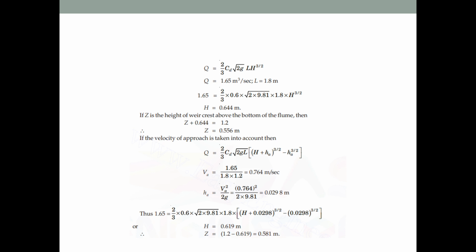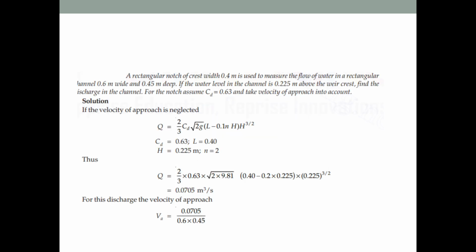Now I am getting the value for HE, which is V square by 2G, the velocity head at entrance, and this is also subtracted. Now the velocity of approach head is Va square by 2G. Then I take the formula Q is equal to 2 by 3 and substitute to get the value of H. In the first case we have not considered the velocity of approach, but under real conditions, you will have to find out the value of Z also.